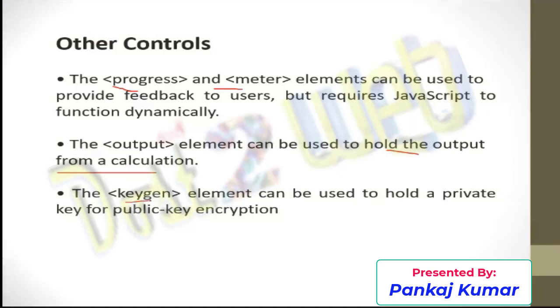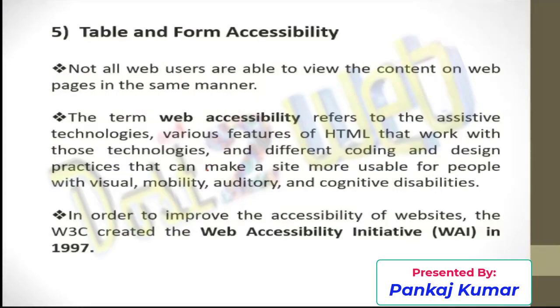Next, you have keygen. What is the keygen? This element is used to hold a private key for a public key encryption. If you define the keygen, this you can define in an HTML5 based application. This is about just the basics of the table, the forms, the form control elements. This is the very basic.